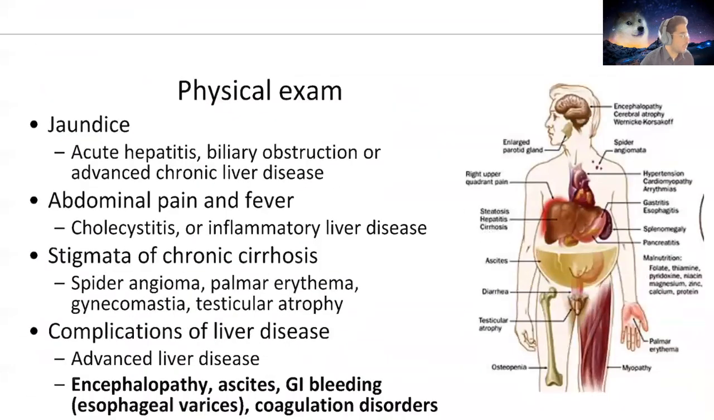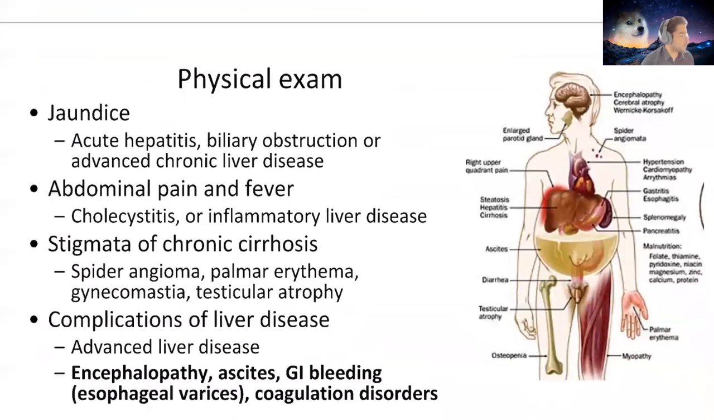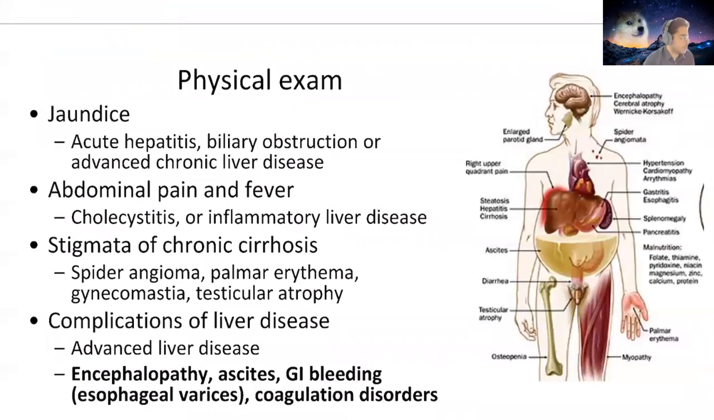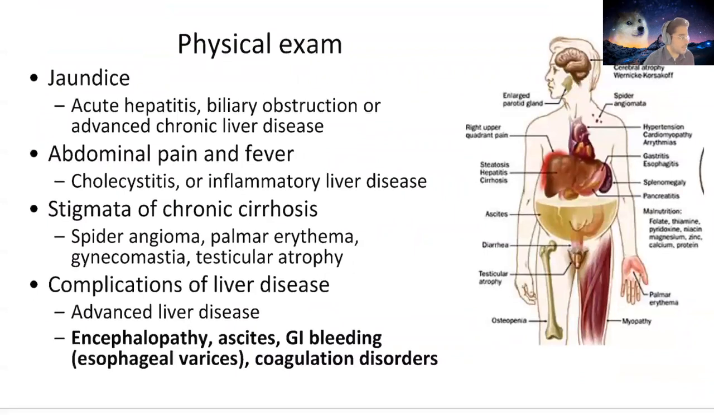Keep that in mind. Physical examination buzzwords for this: jaundice, abdominal pain, fever, any sort of chronic cirrhosis, right? Spider angiomas are a buzzword for that. Gynecomastia. This is why you can also have central fat deposition, because remember, any sort of chronic drinking can lead to central weight gain.